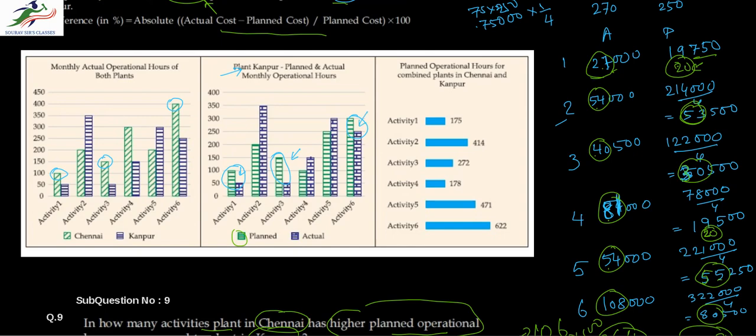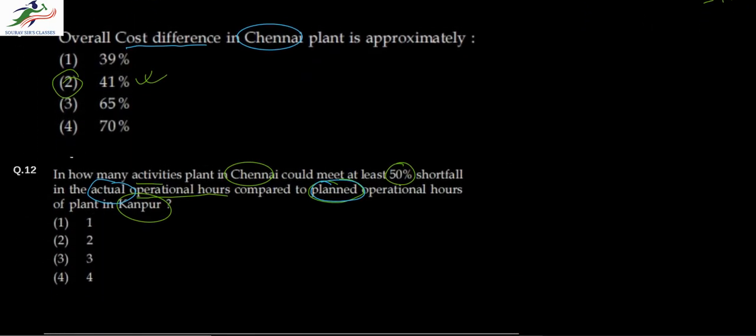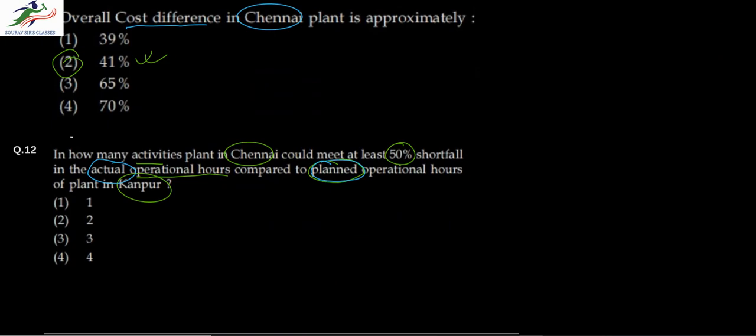And in activity 6, it has an actual of 400, so it will also be able to meet the shortfall here. So there are 3 activities for which Chennai plant would be able to meet at least 50% of the shortfall of the actual versus planned in Kanpur plant. So 3 is the correct answer.